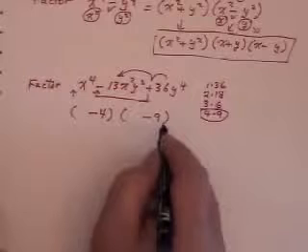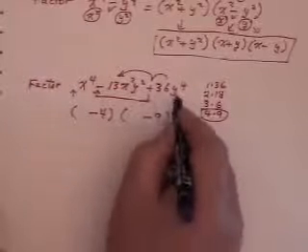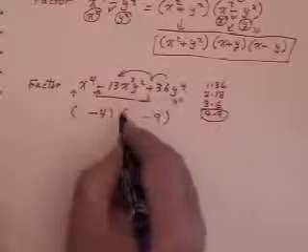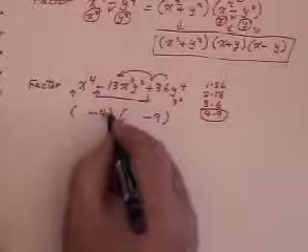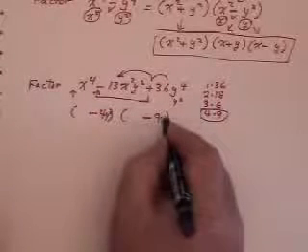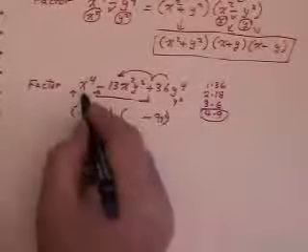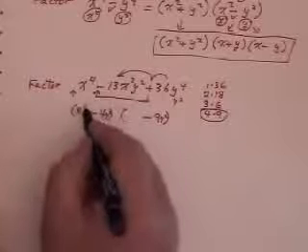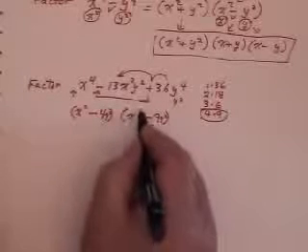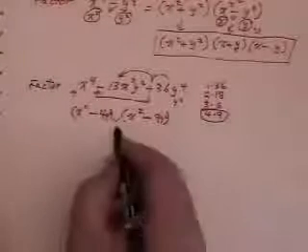Now the only difference here is how did I get y to the fourth? That must have come from y squared and y squared. And how did I get x to the fourth? That must have come from x squared and x squared. Okay, now let's factor again.